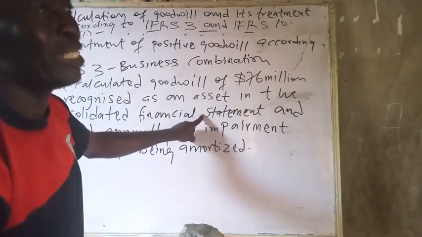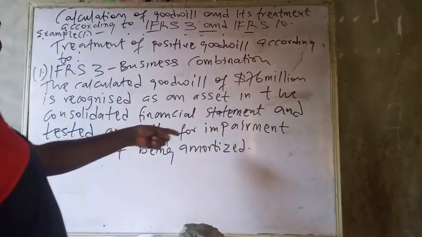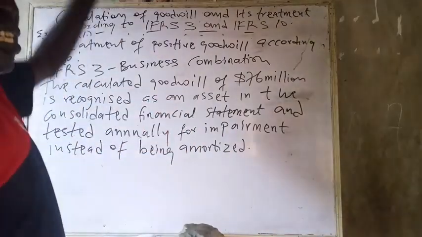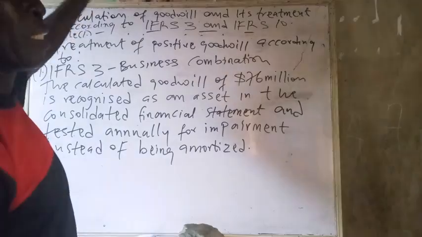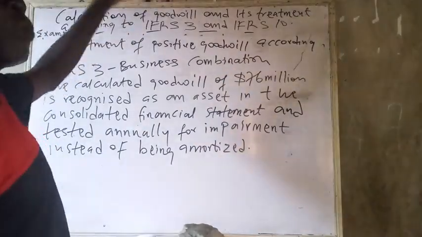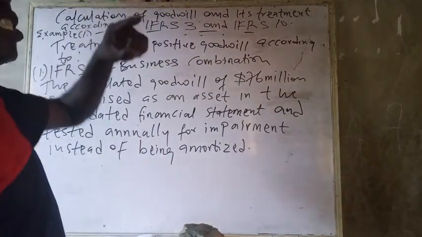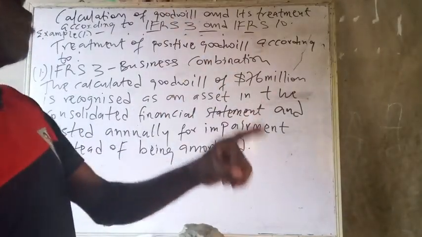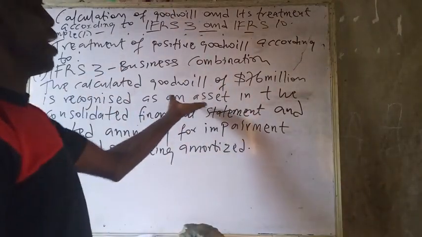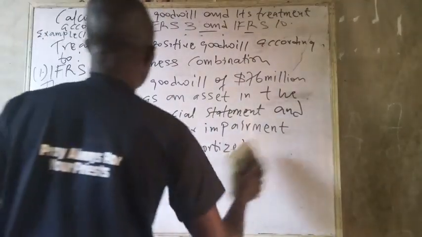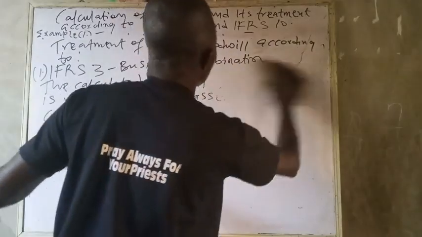That is in the balance sheet. So it will be where the category of asset is. It is not going to be in the liability, nor in the equity. It's going to be treated under assets. So that is about IFRS 3. Let's go to IFRS 10.